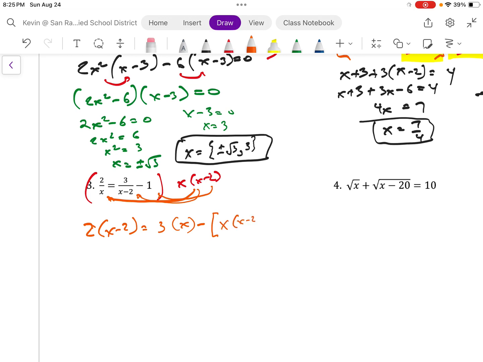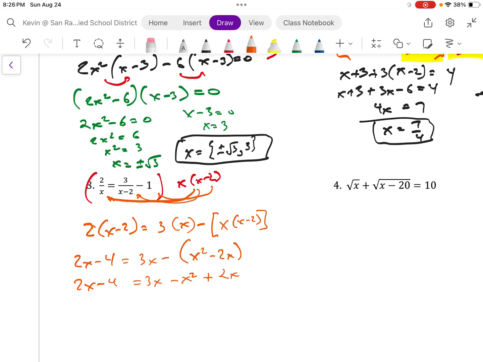This is x times x minus 2, right? Yeah, let's clean it up. 2x minus 4 equals 3x. This is x squared minus 2x. 2x minus 4. 3x minus x squared plus 2x.